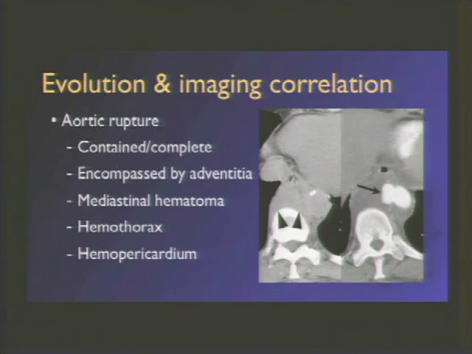There is a retrocrural hematoma here in the image without contrast. And then once you put contrast on board, you can see that there is an ulceration at the level of the descending aorta. Depending on how bad the perforation is and how contained it is, you're going to have mediastinal hematoma, which could be focal or diffuse, hemothorax, and hemopericardium.